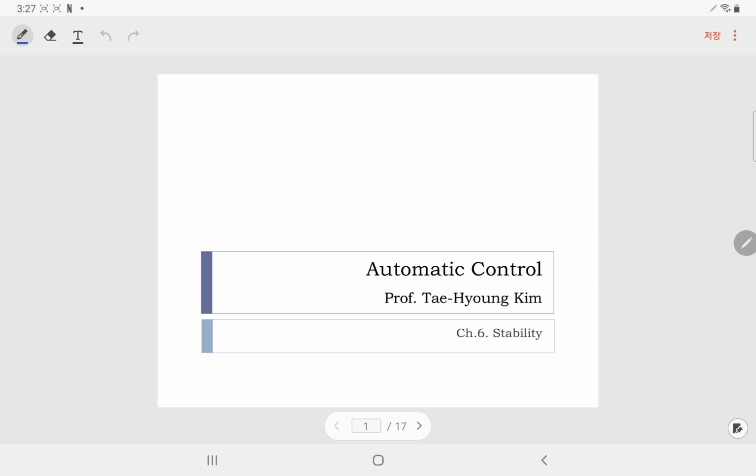We discussed that there are three requirements to be considered in the design of control system, and the first one is the transient response. We have to consider three requirements in designing the control system. The first one is transient response.